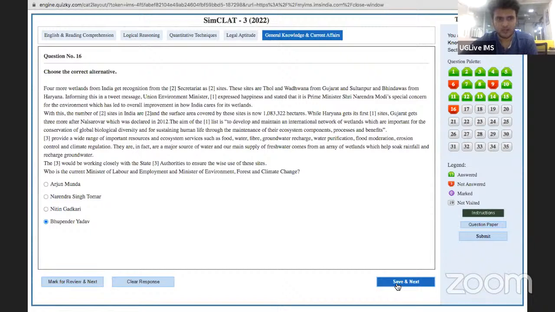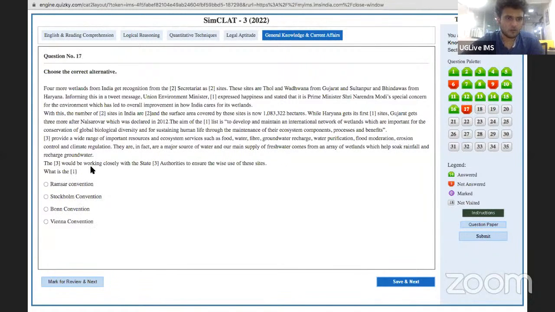So Arjun Munda was the chief minister of Jharkhand, and now he's a cabinet minister. Narendra Singh Tomar, we just attempted that question. Nitin Gadkari, of course, remains the national highway minister. So yeah, four more wetlands from India get recognition, and so on. Okay. What is one? So, what is one here? Let's see what one is.